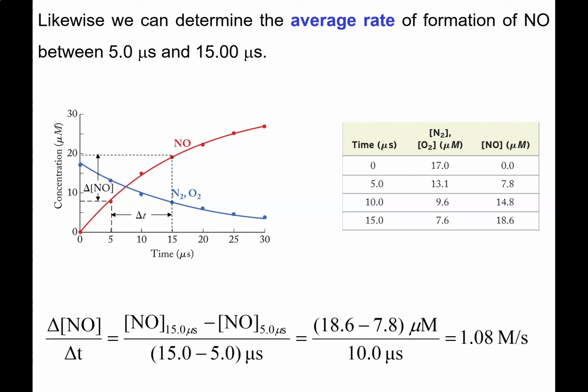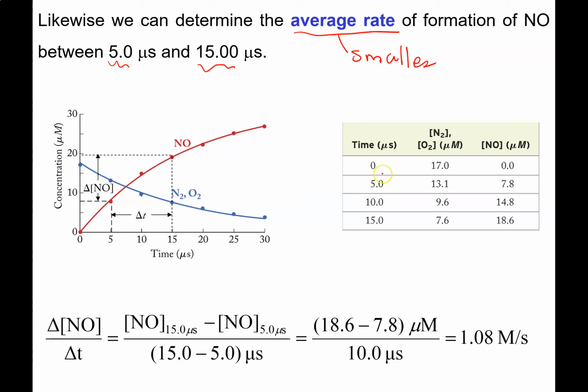You can calculate the average rate over a longer time period, and that's an interesting thing to do. We're going to calculate it now between 5 microseconds and 15 microseconds. So what you see is, as the reaction progresses, this line becomes less steep. So when we expand the time period out all the way to 15 microseconds, we would expect to get a smaller average rate than what we got before. So let's see what we get.